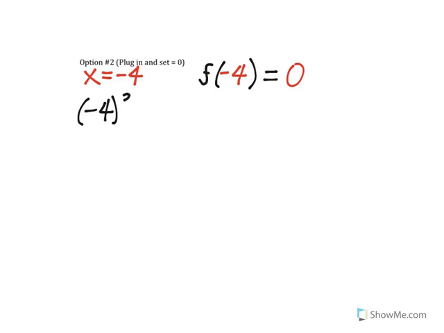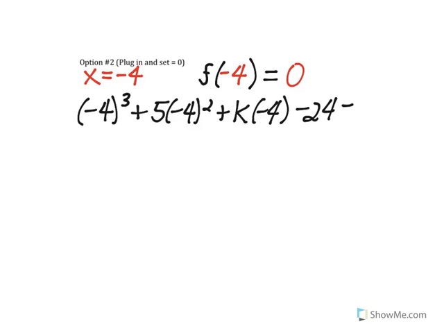Negative 4 cubed plus 5 times negative 4 squared plus k times negative 4 minus 24 equals 0. You can calculate all in one shot in your calculator the things I'm underlining in blue. So negative 4 cubed plus 5 times negative 4 squared minus 24. That's going to give us an answer of negative 8. You can pause the video and check that. And k times negative 4 will be minus 4k. Again, that's still equal to 0.